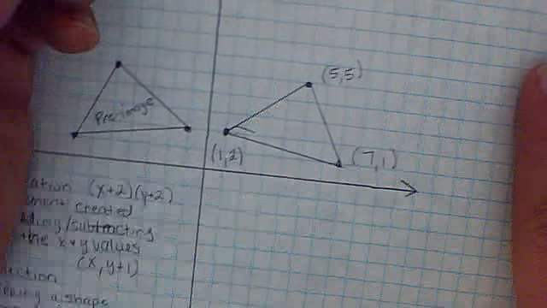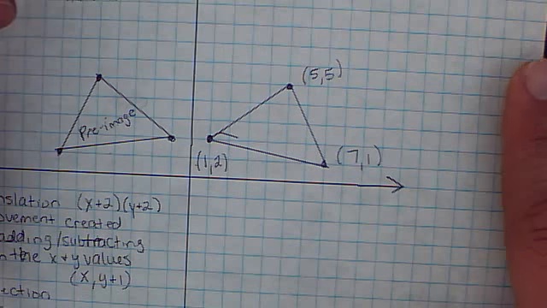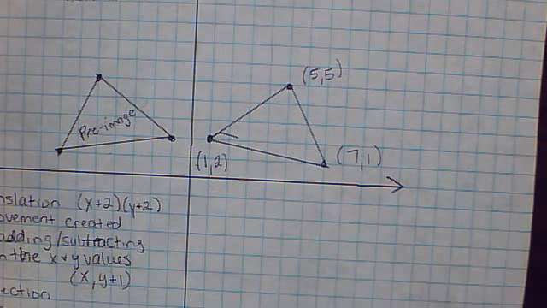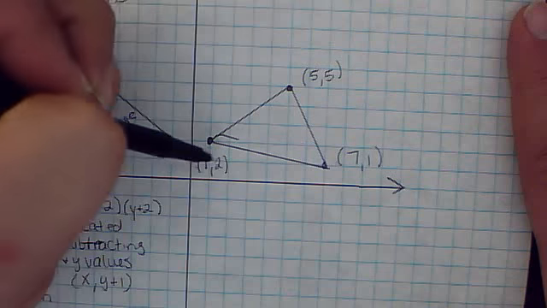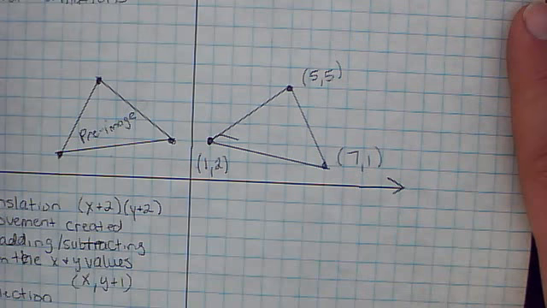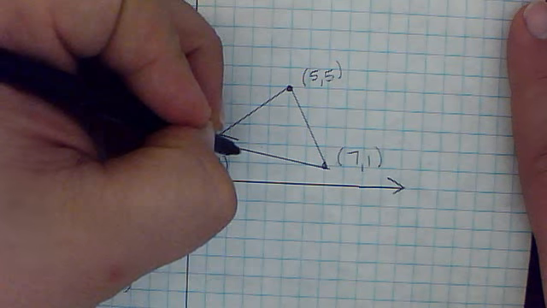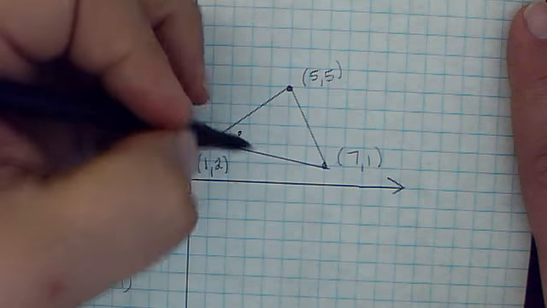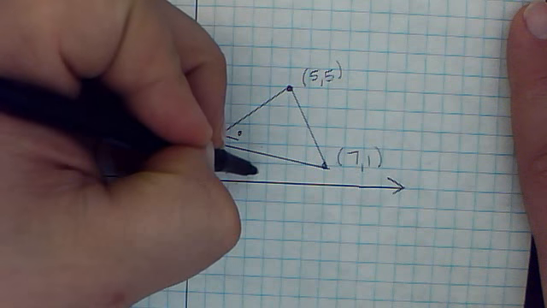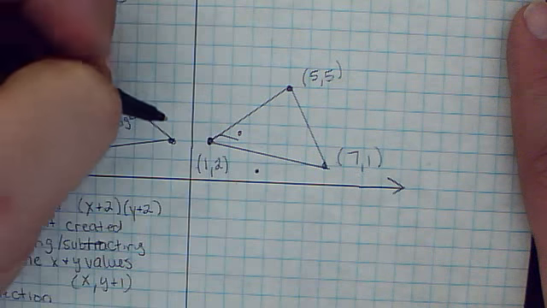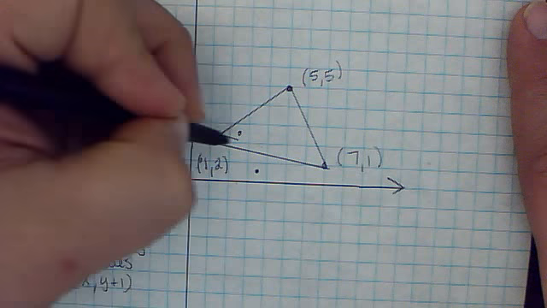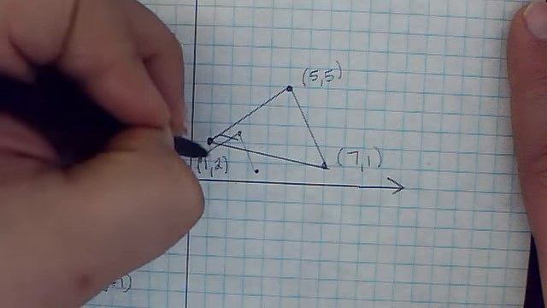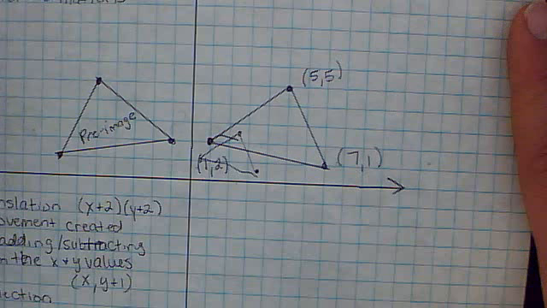I can also have a scale factor that's less than 1. If that happens, then my figure is actually going to get smaller instead of grow. So let's say I had a scale factor of 1/2. Every single one of these values would be cut in half. (5, 5) would turn into (2.5, 2.5). (7, 1) would turn into (3.5, 0.5). And (1, 2) would change to (0.5, 1). And then I could connect these points, and I would have my new image, or my dilated triangle.